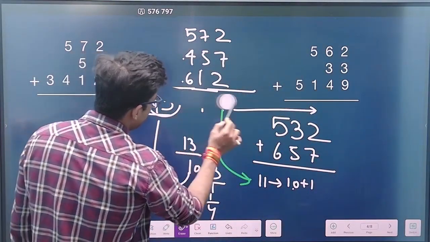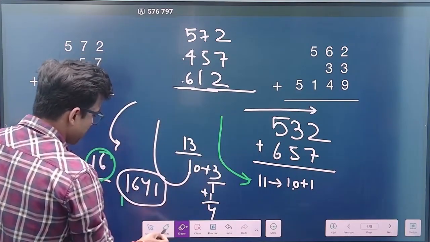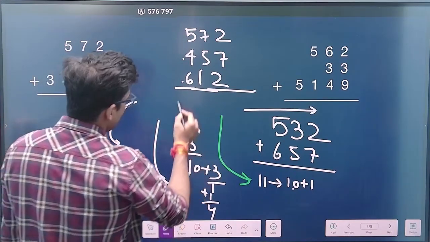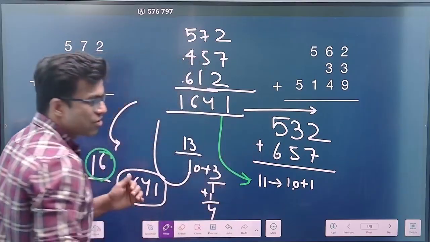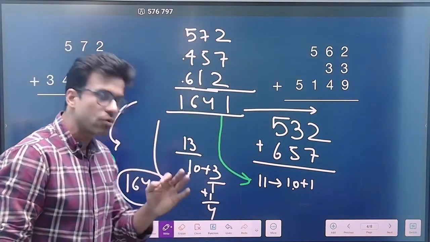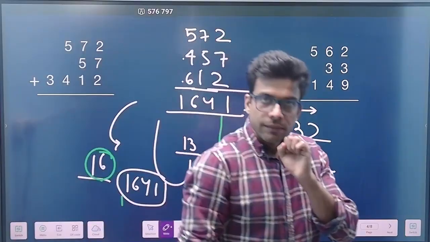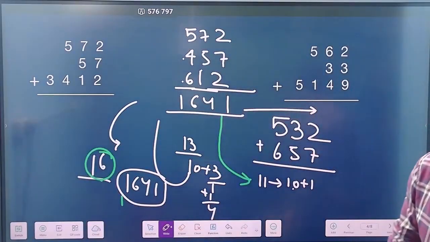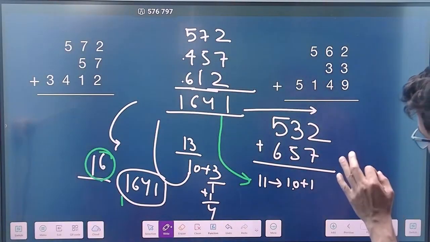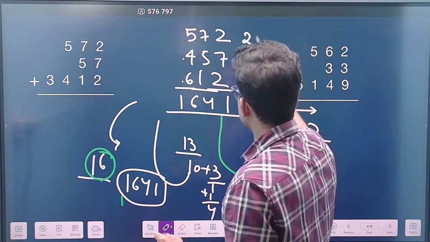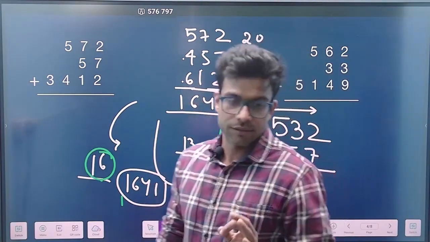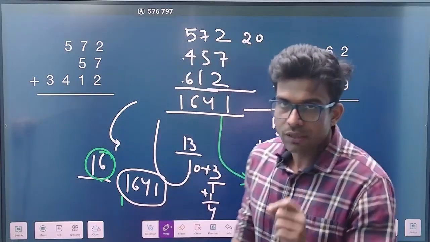If you add this number, you will get 1641. This is the method which I am using, basically called Vedic maths. Now I will take a lot of problems and solve them right now. I will also be giving you 20 questions just to solve this.